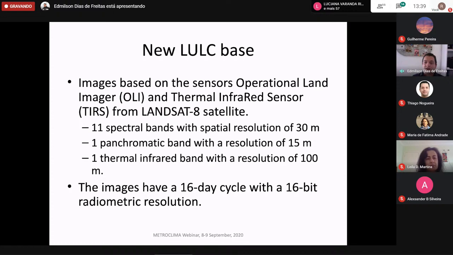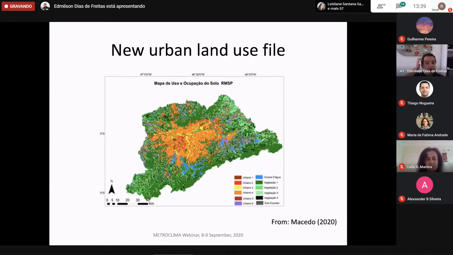The first one was the update of the urban classification over the metropolitan area of São Paulo. This is work from a PhD student, Luana Macedo, who is almost finishing her PhD. And this is just an example of the file that she created, specifying different properties of the urban surface, which is important for the modeling and also for the understanding of many processes related to air pollution.